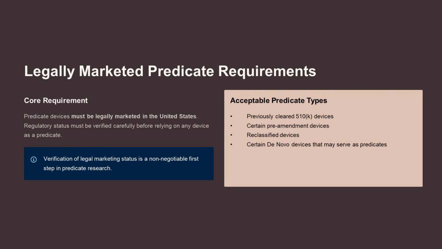Predicate devices must be legally marketed in the U.S. Verification of legal marketing status is a crucial first step in predicate research. Acceptable predicate types include previously cleared devices and certain reclassified or de novo devices.